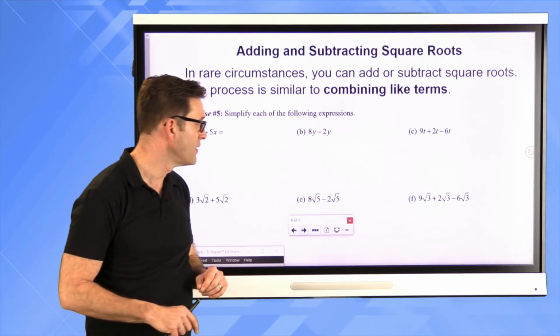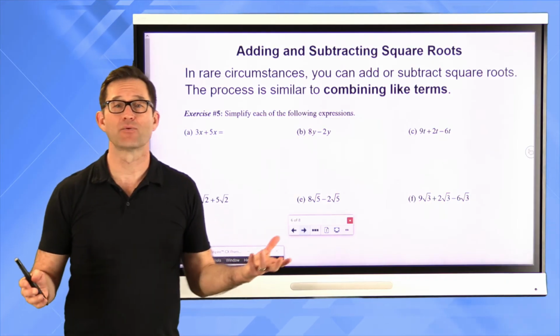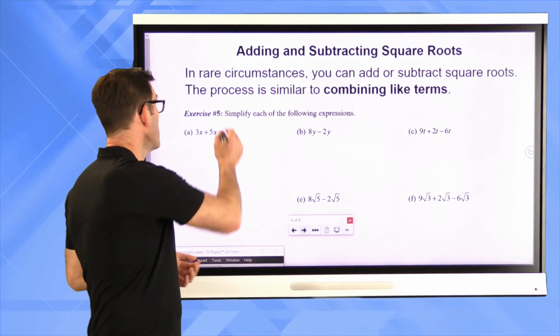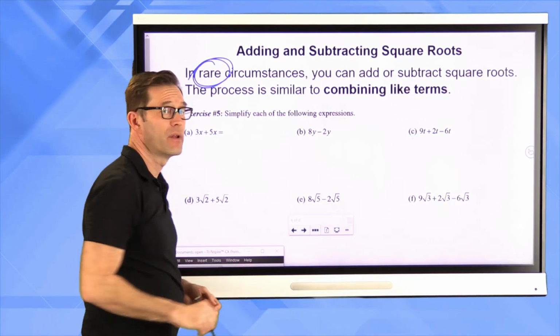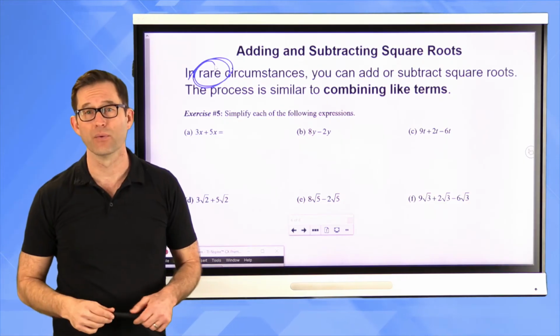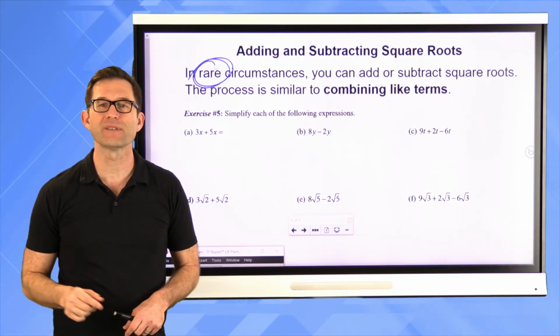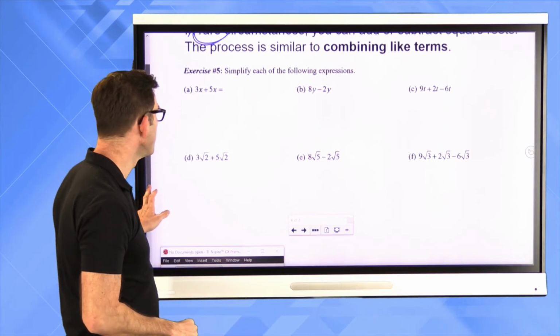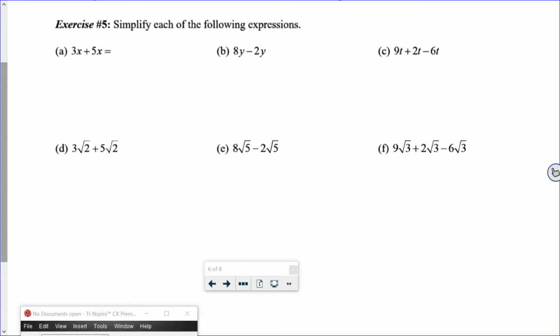All right, now adding and subtracting square roots. In rare circumstances, and I really want to point this out, in rare circumstances, you can add or subtract square roots. The process is very similar to combining like terms. So let's take a look at exercise number 5. Simplify each of the following expressions.